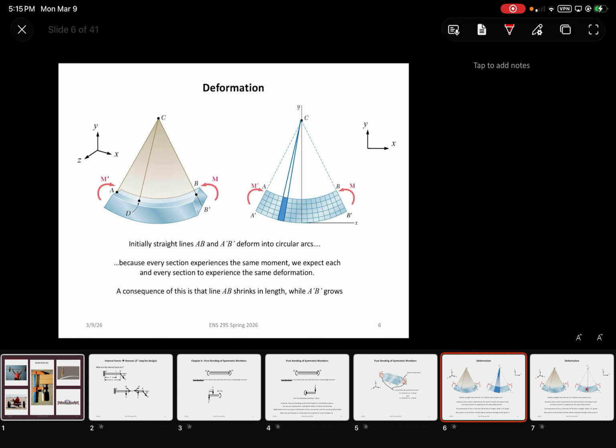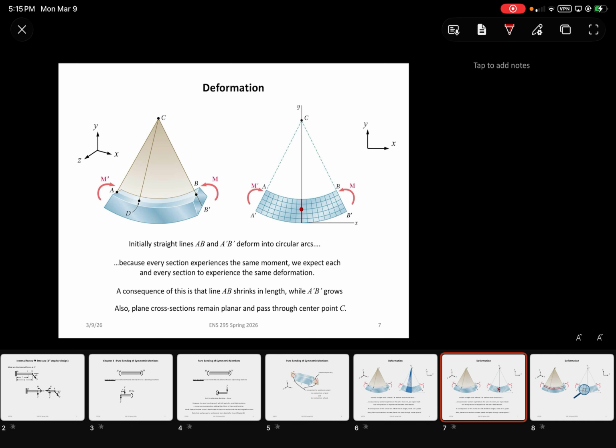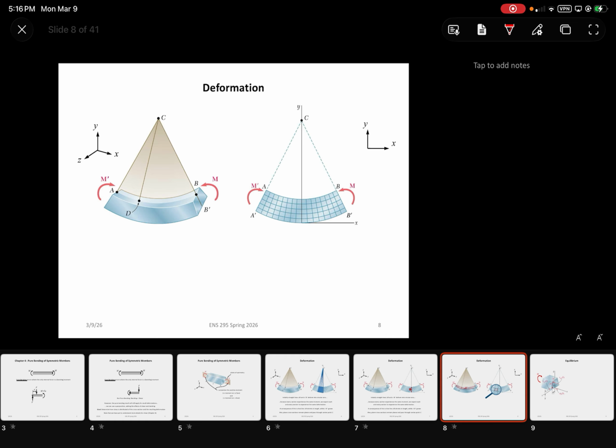So we assume that AB shrinks in length, and then A prime, B prime on the bottom is going to grow because of compression on the top, tension on the bottom. And then lastly, we define some center point C, which is, of course, the center of rotation, which is going to be the point that we're going to use for the derivation of all of our equations, assuming circular arc lengths. All right? So moving forward with this, we basically analyze the strains and the stresses at a particular point.